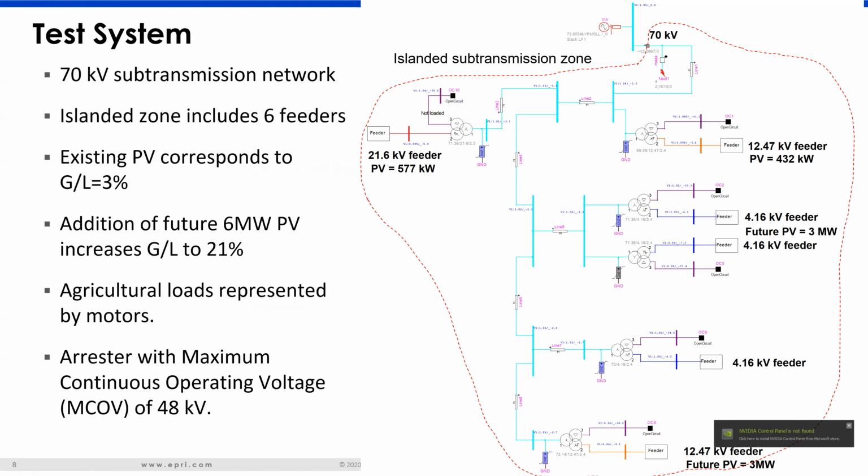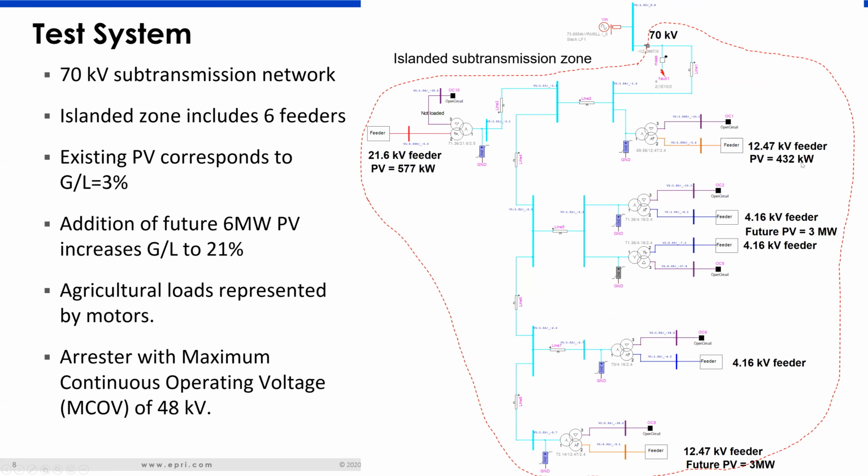So this is a case study that we performed. Basically, this is the system. The subtransmission system was at 70 kV and was supplied by a transmission network. And this is the main breaker. Basically, when there's a ground fault on the subtransmission system, this main breaker opens and the entire downstream subtransmission network becomes an island. And there are 6 feeder locations within this distribution network. And essentially, these feeders, their internal loads and PVs, form an island.